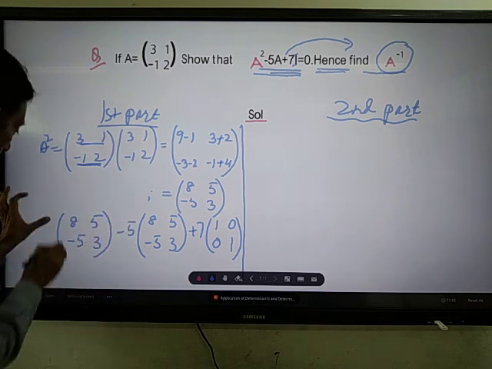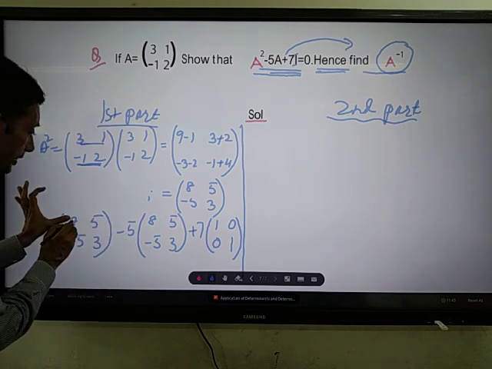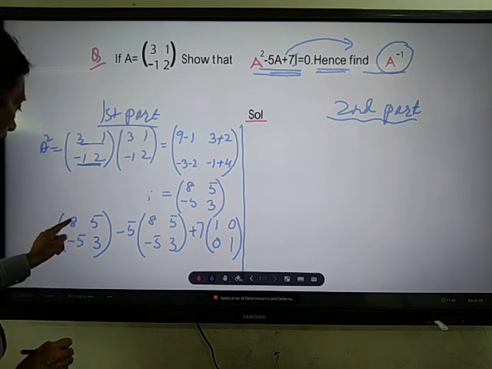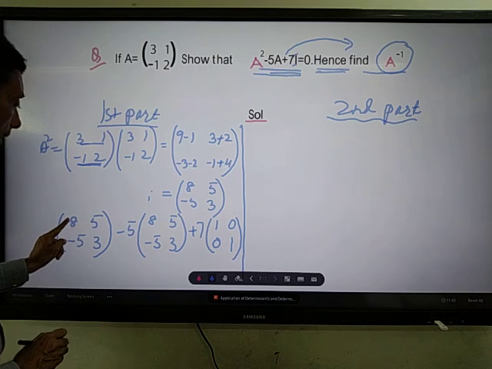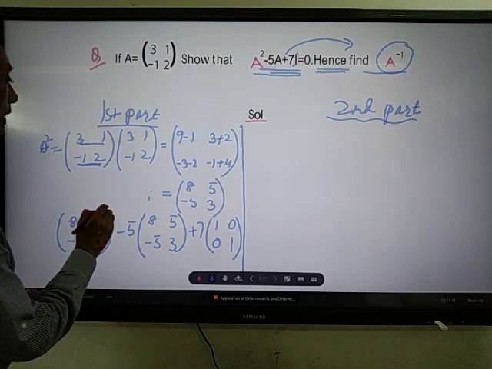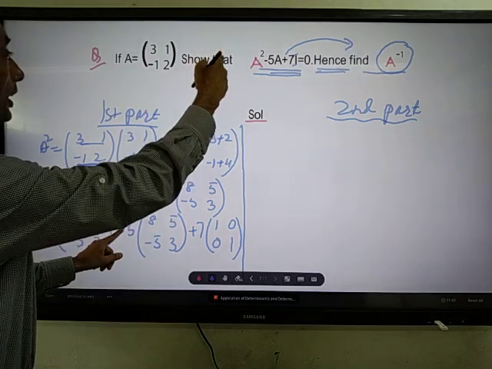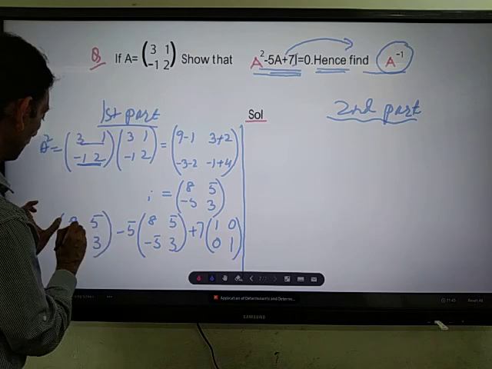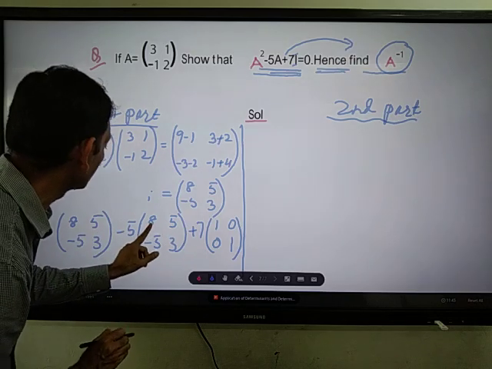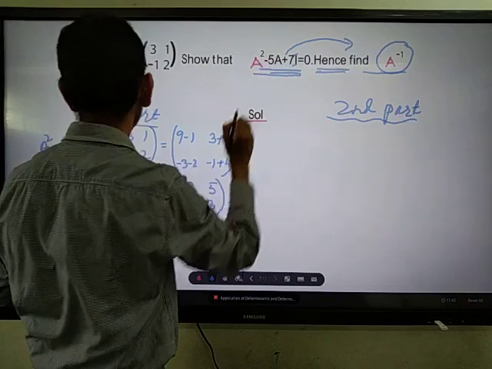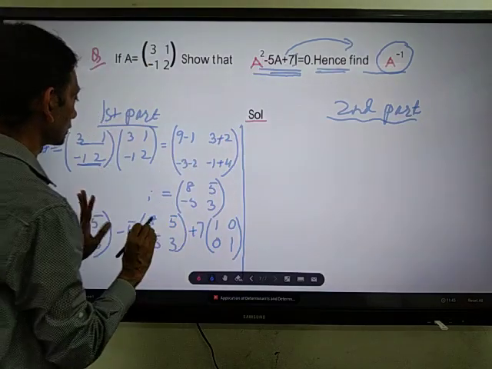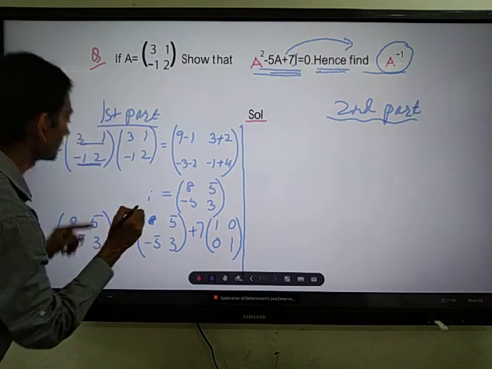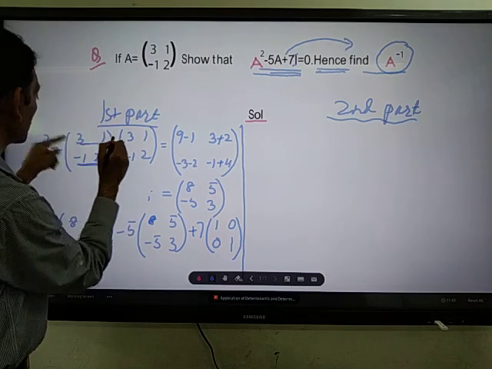Now check the first element, the 1 1 position element. Here it's 8. Remember this: here actually this matrix is 8, 5, minus 5, 3. But this element has to be A, not A square. I have written A square here by mistake. It's not to be A square. This is A. A means what? 3, 1, minus 1, 2.